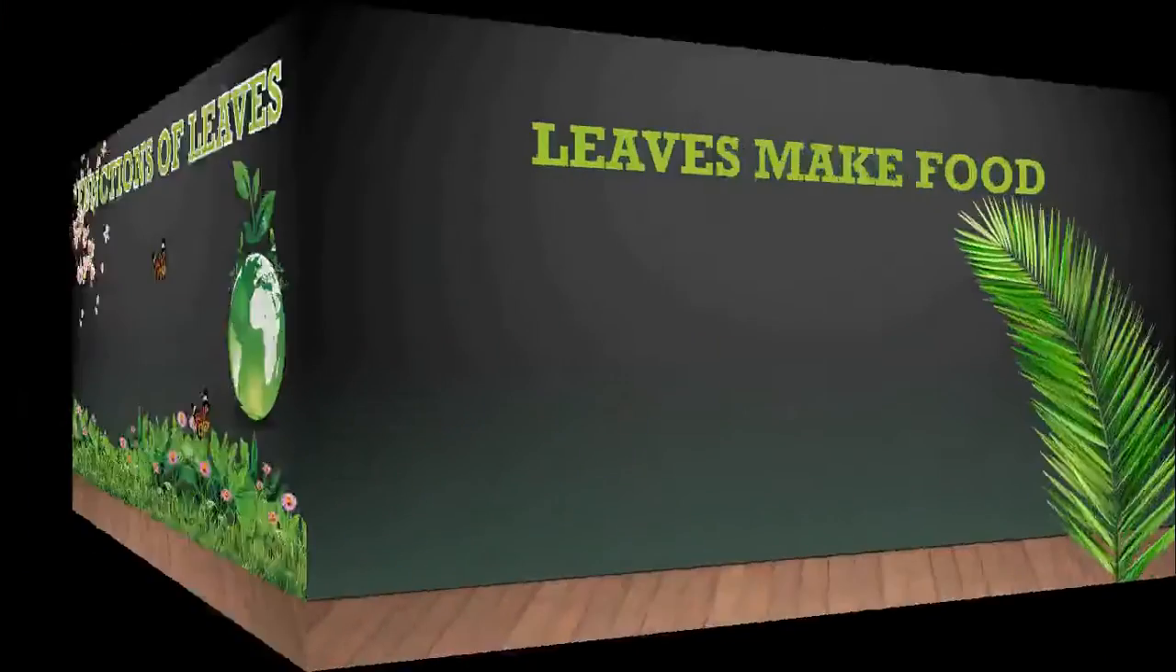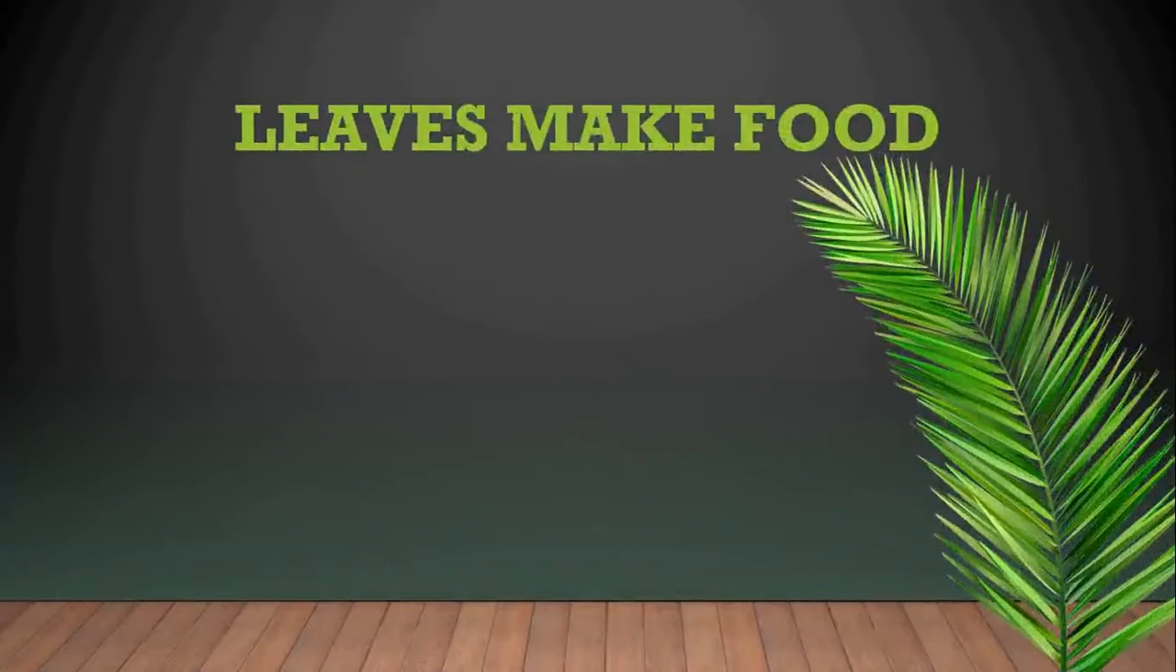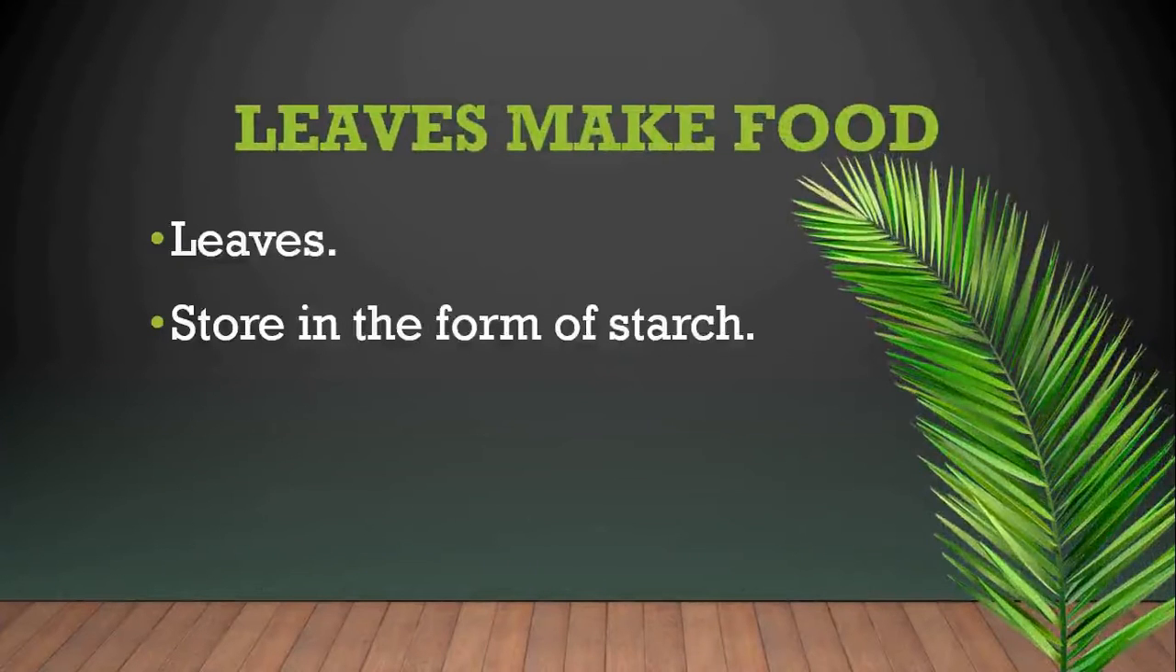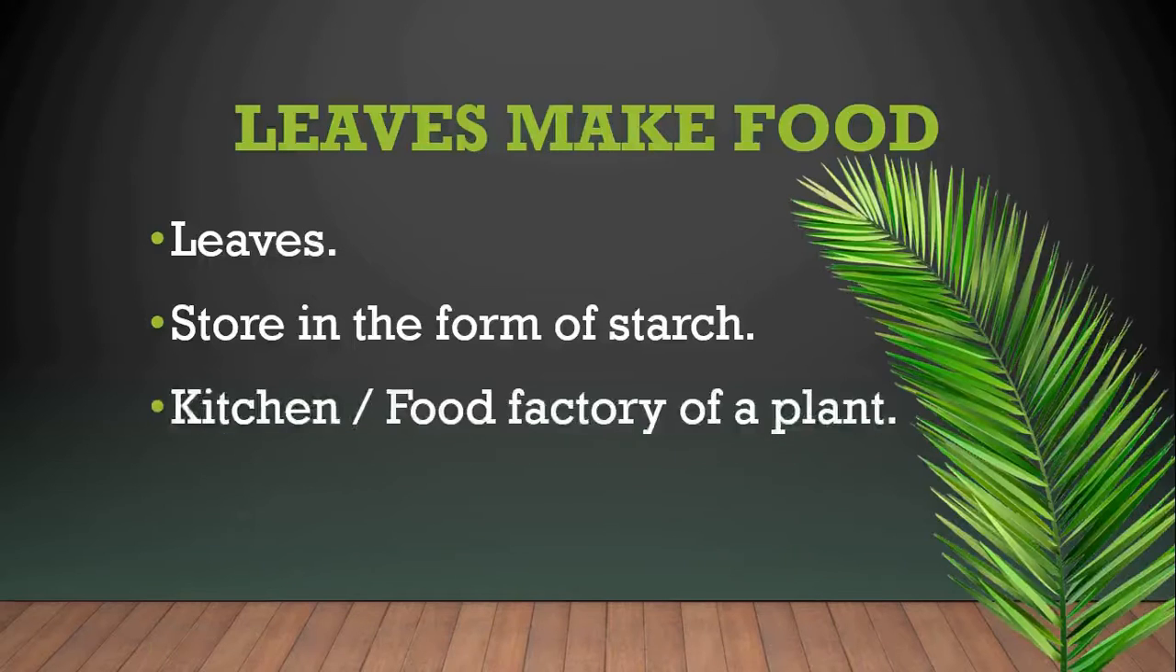First, leaves make food. The leaves of a plant make food and store it in the form of starch. The food prepared in the leaves is transported to all other plant parts. So, the leaves are also known as the kitchen of a plant or the food factory of a plant. We saw an experiment through the demonstration video in this topic, right?